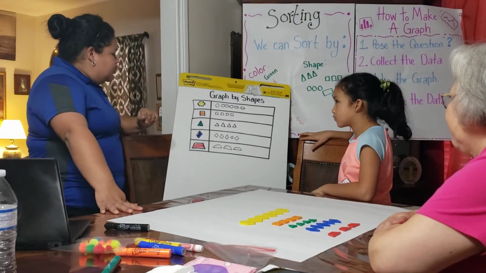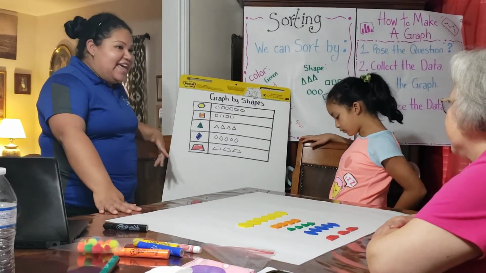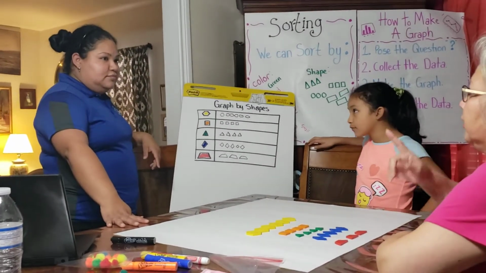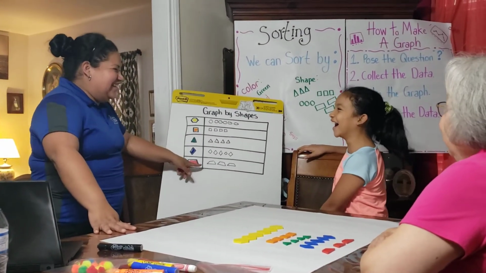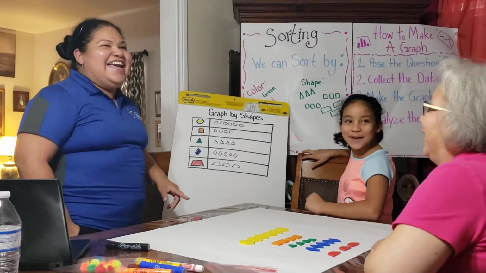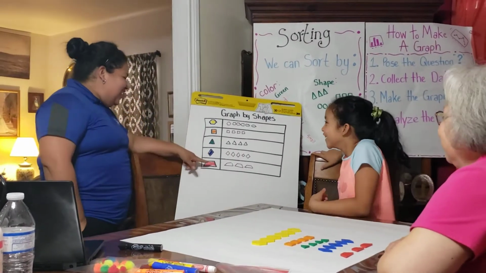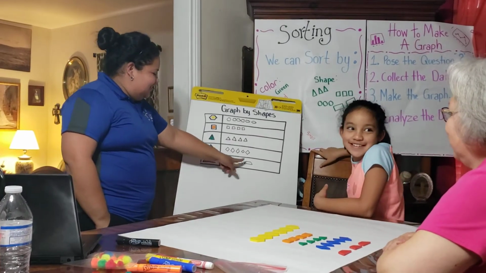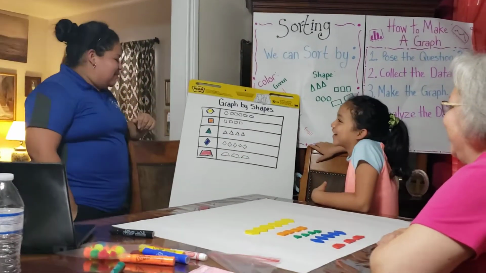Now, Alice, which is the one that you have less of according to your graph? The red one. I don't know the name of it. Trapezoid. Yes, the red one, trapezoid. How many do you have, Alice? Get ready. 1, 2, 3. Yes, you have 3 trapezoids.